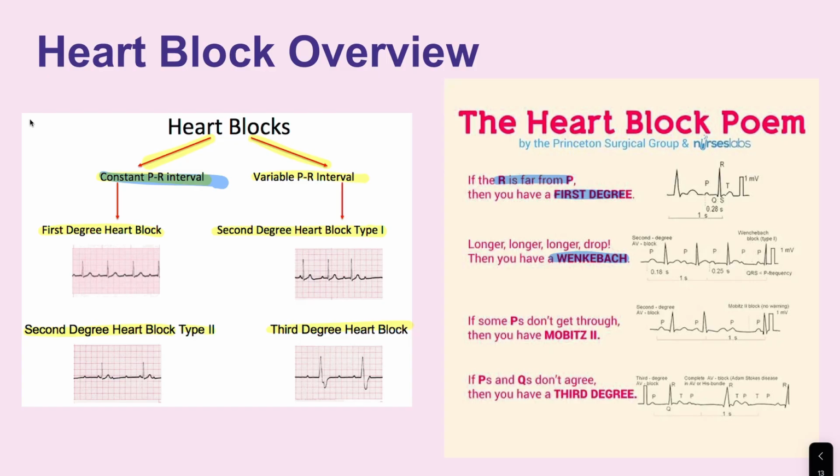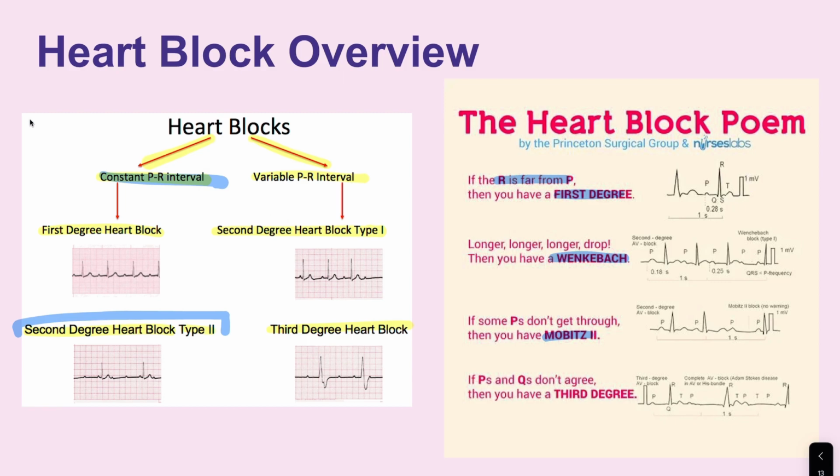Next one: if some P's don't get through, then you have Mobitz 2. Here, we're in our type 2, so this is our 2nd degree heart block type 2. So we're in our constant PR interval range. We're going to have P waves that don't have QRS complexes. So our P to QRS ratio is not 1-to-1.